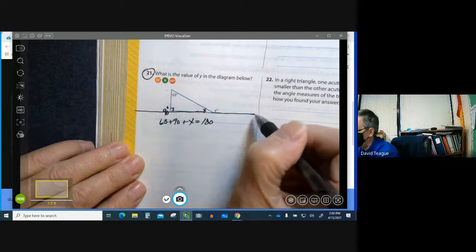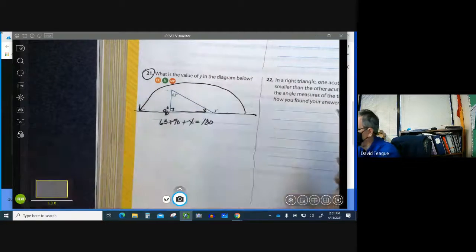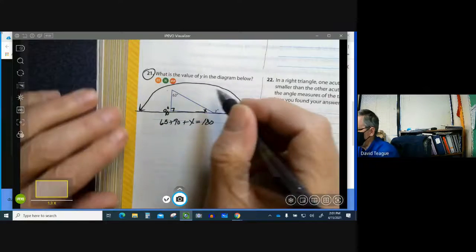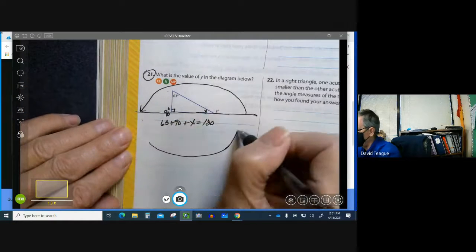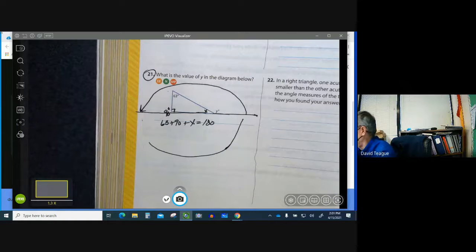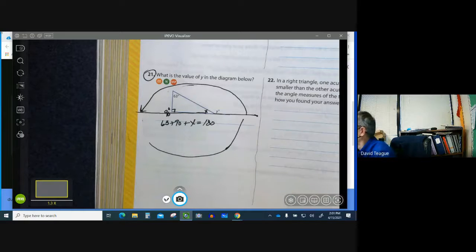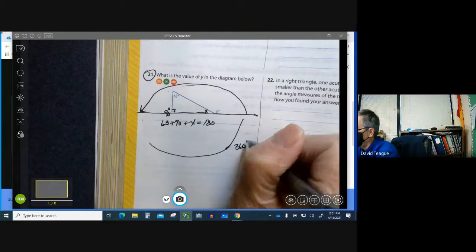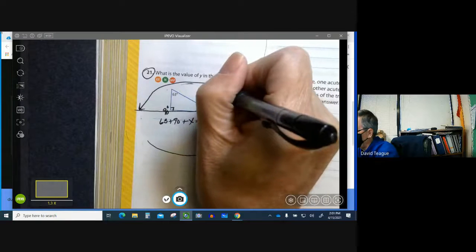So how many degrees is it if I go from here all the way over to here? What does that look like? What if I continued it over here? How many degrees would I have that way? What do I have here? I have a circle, right? How many degrees are in a circle? There's 360 degrees in a circle. So what's half of 360? That means this is 180 degrees.